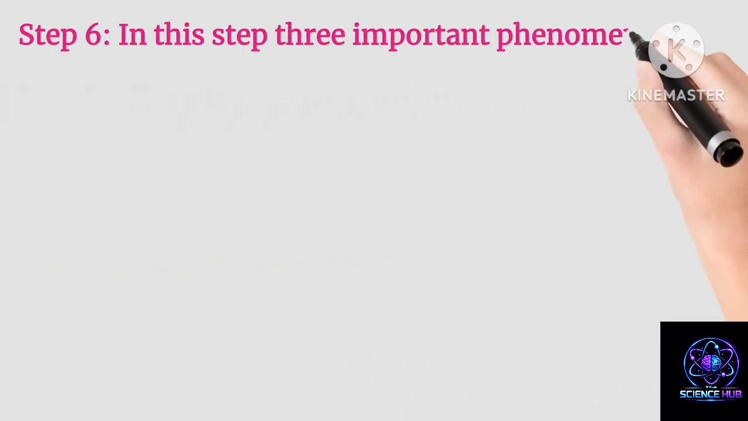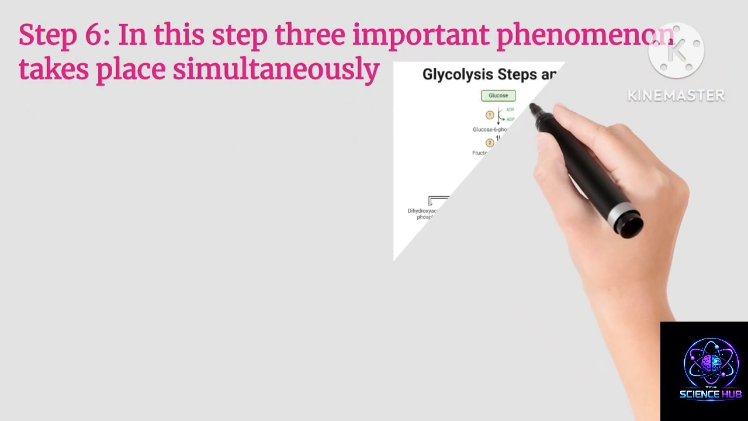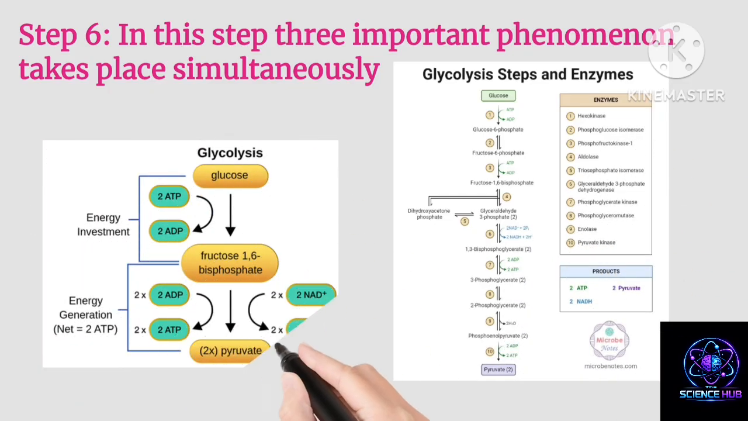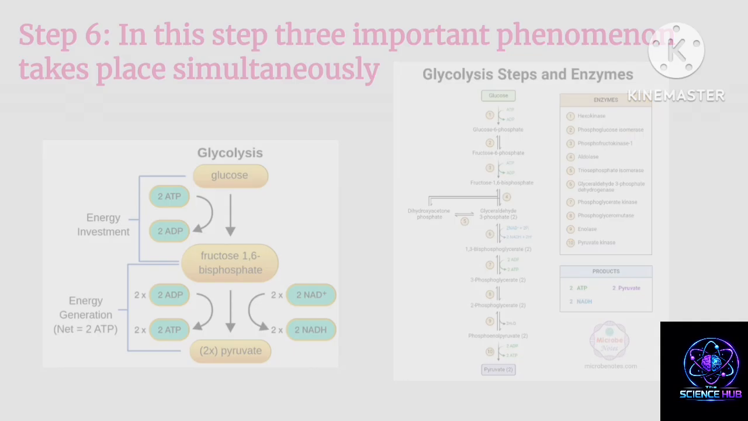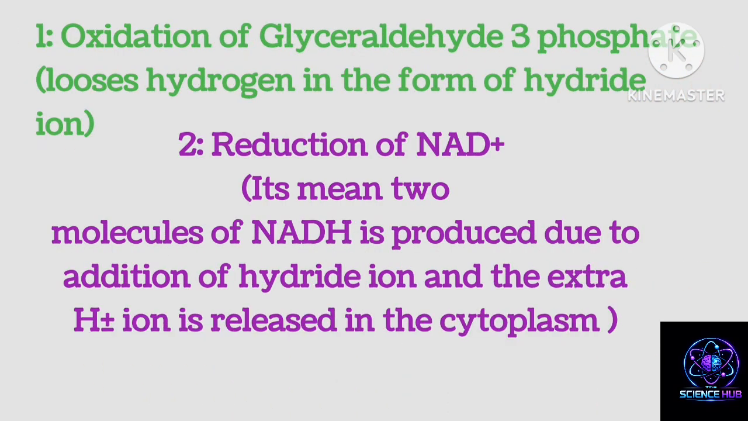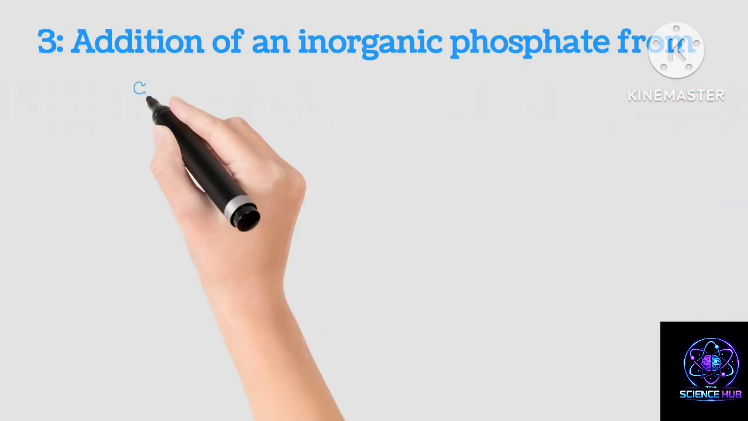Step 6. In this step, 3 important phenomena take place simultaneously. Number 1. Oxidation of glyceraldehyde 3-phosphate loses hydrogen in the form of hydride ion. Number 2. Reduction of NAD+. It means 2 molecules of NADH are produced due to addition of hydride ion, and the extra H+ ion is released in the cytoplasm.